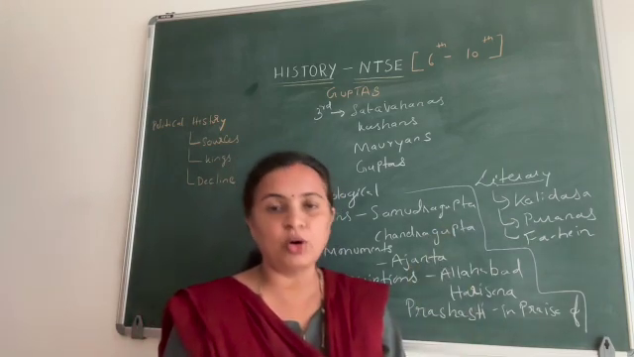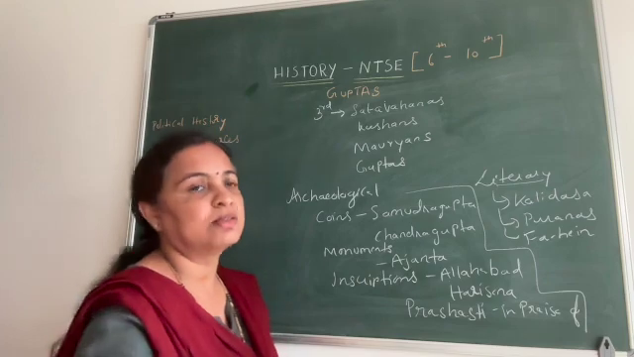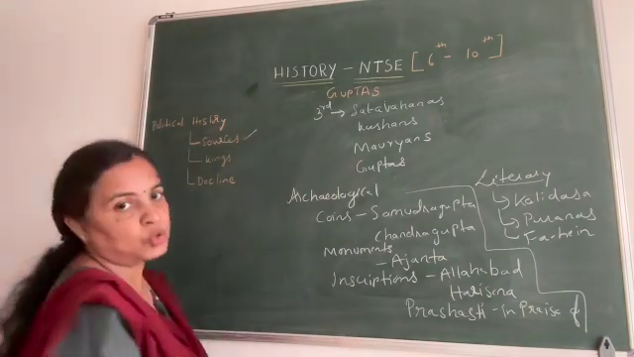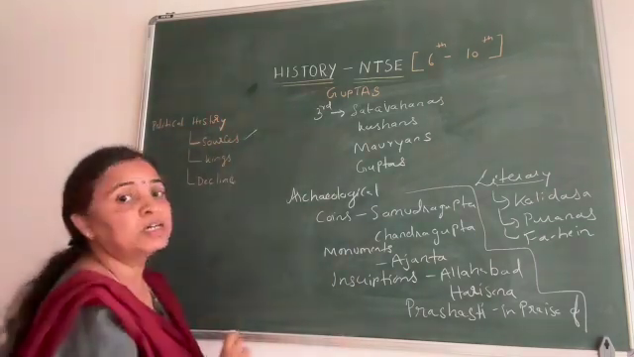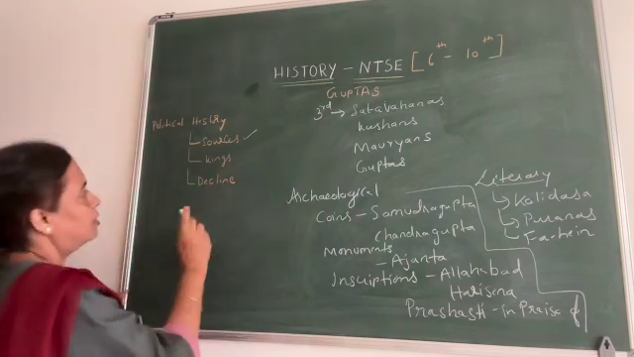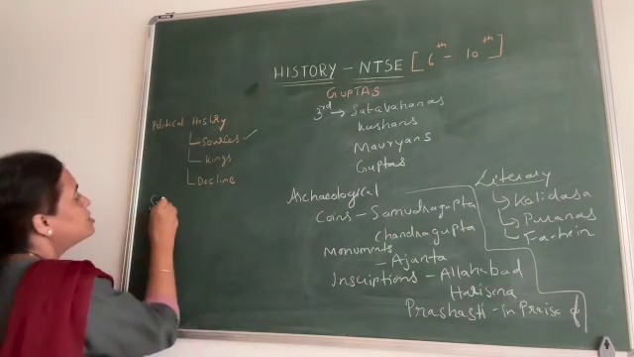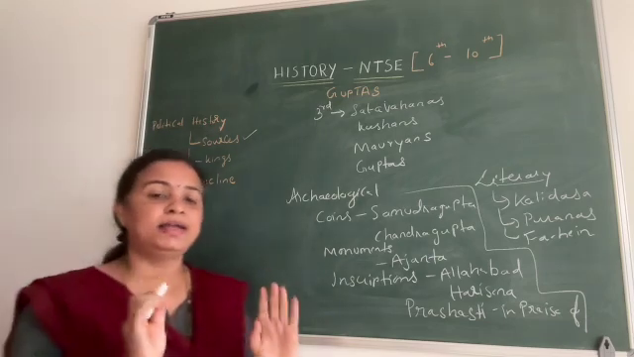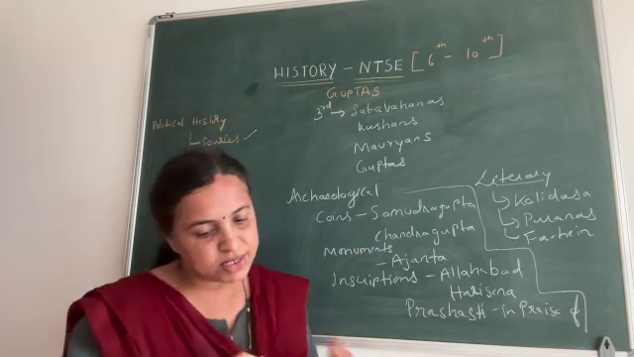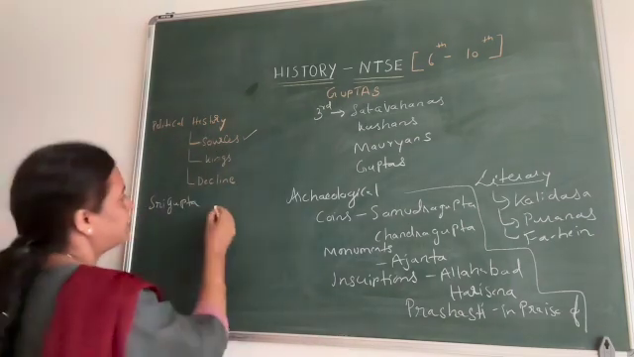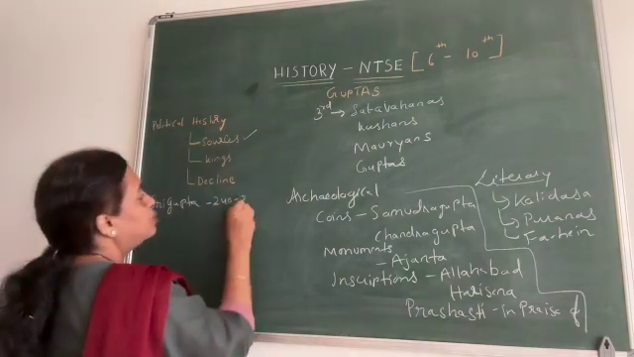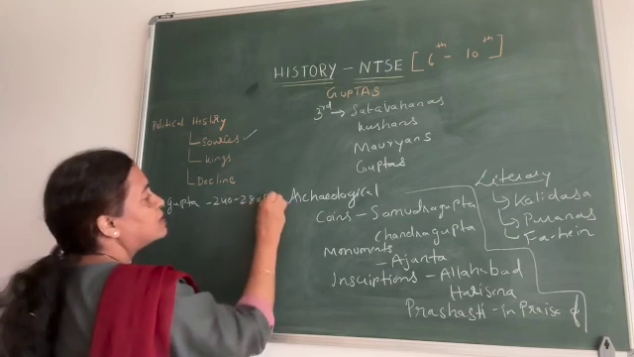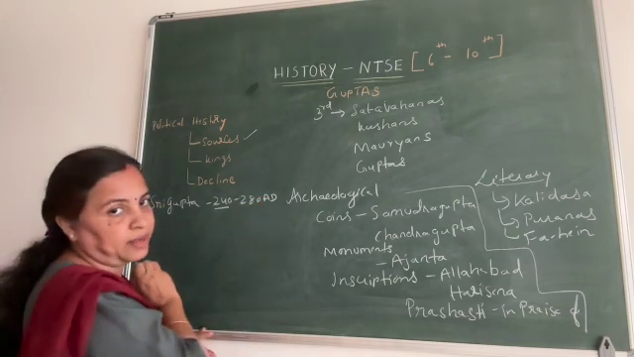So what do we know about the Gupta period? We have learnt about the sources. So now let us talk about the kings. The first king was Sri Gupta. It is said that he founded the Gupta Empire. When was this? This was sometime in 240 to 280 AD. So he started the Gupta Empire sometime during this.